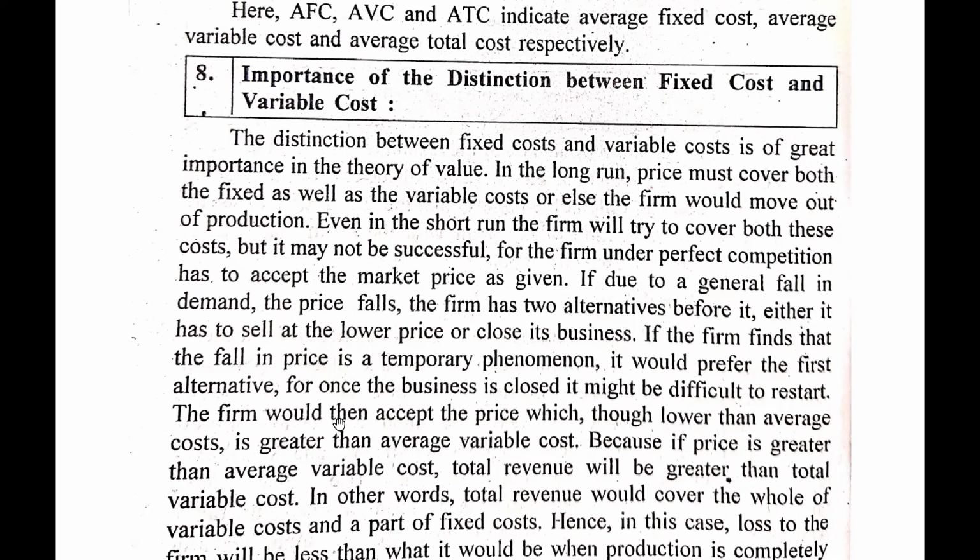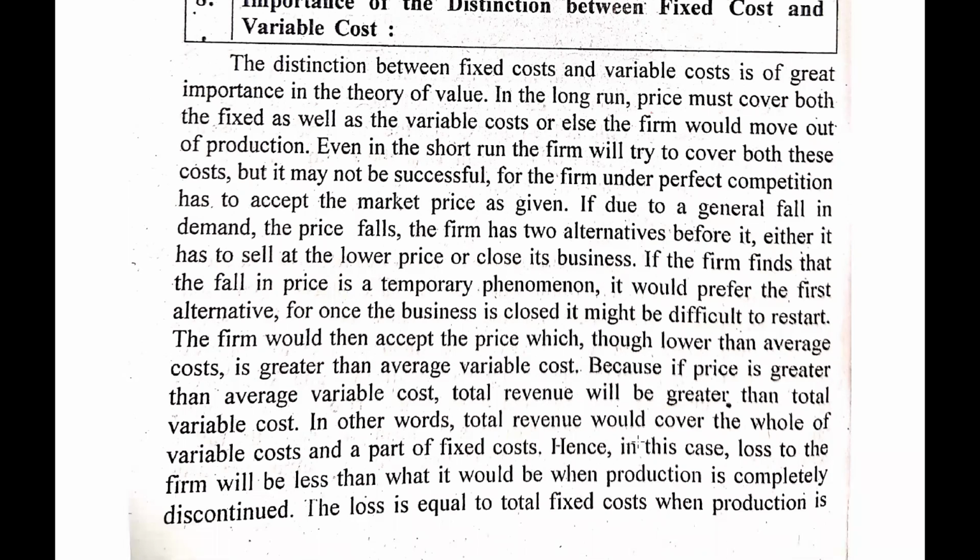The firm would then accept the price which, though lower than the average cost, is greater than average variable cost, because if the price is greater than the average variable cost, total revenue will be greater than the total variable cost. In other words, total revenue would cover the whole of variable cost and part of fixed cost.